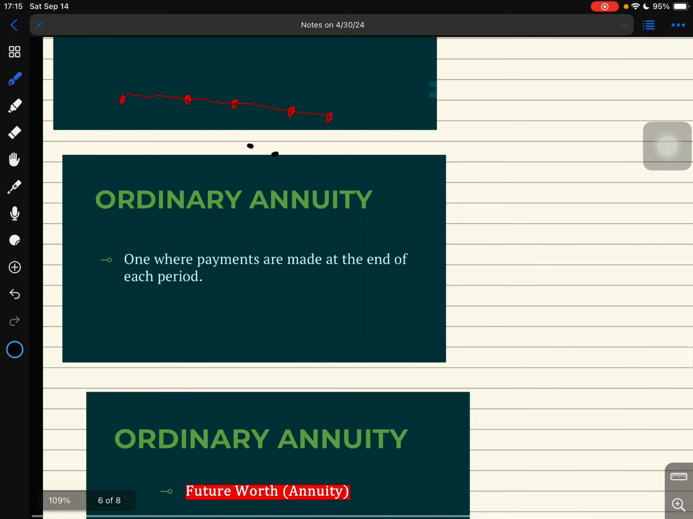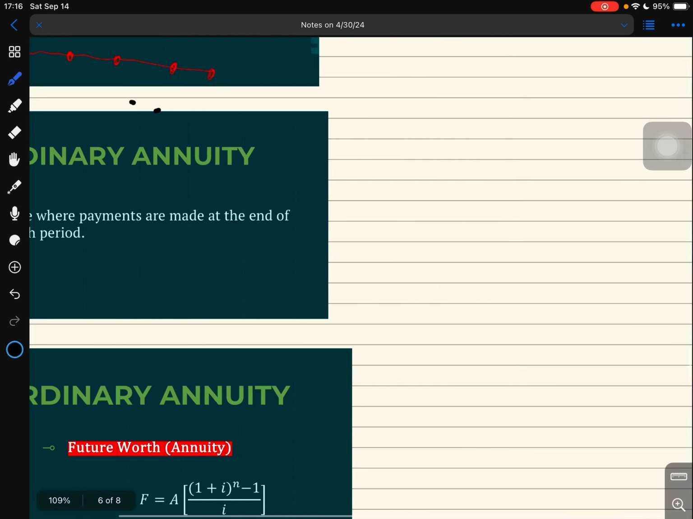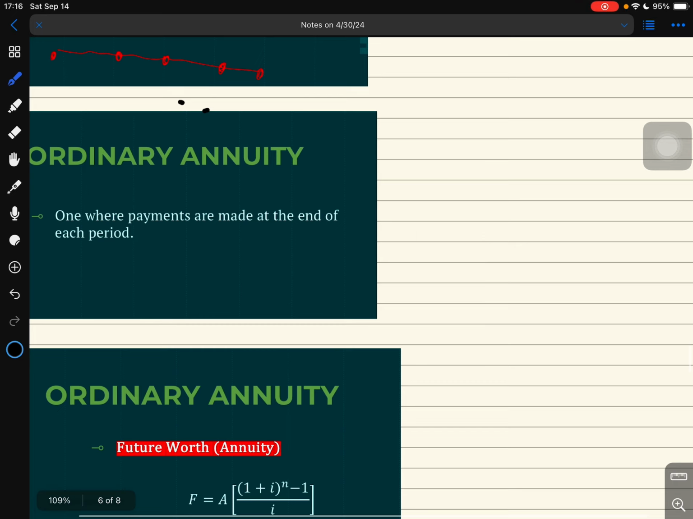Okay? A type of annuity, as we continue the discussion, is the ordinary annuity, where payments are made at the end of each period. For example, monthly is our period, and your payment is at the end of each period. So if it's monthly, your payment is at the end of every month: the end of January, the end of February, the end of March, the end of April, the end of May. That is an ordinary annuity.